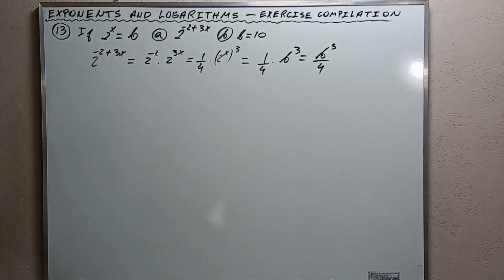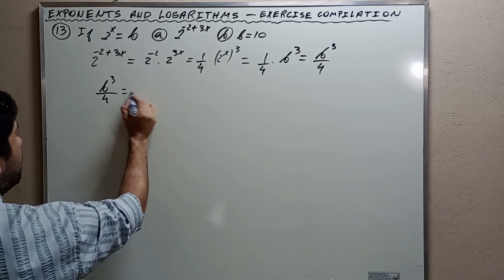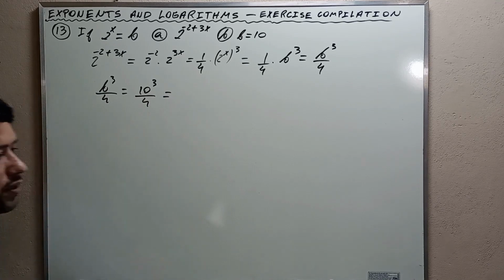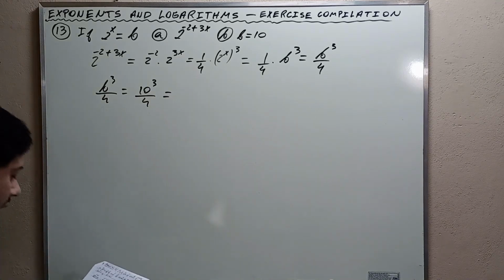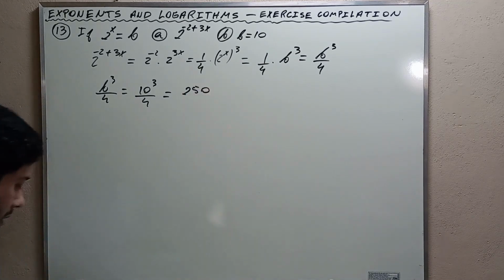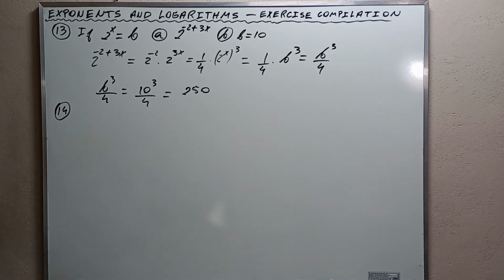Now for letter B, we want the result if b is equal to 10. Simply b cubed divided by 4 is going to be 10 cubed divided by 4, and we know that 10 cubed is 1,000, and 1,000 divided by 4 is 250. This is exercise 13. Let's go to exercise 14 now.